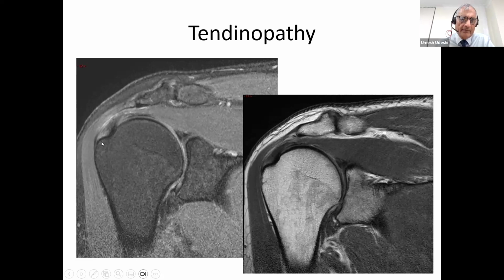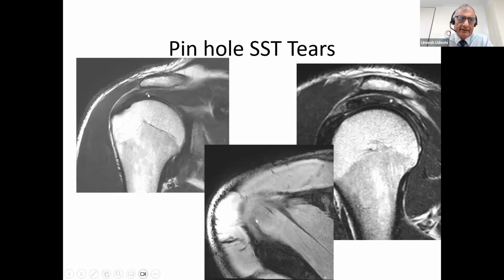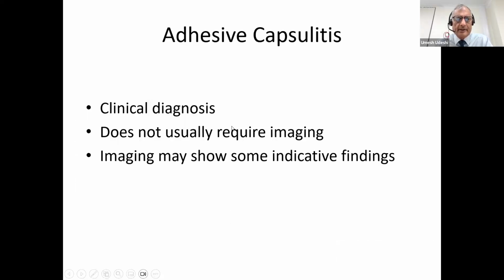Another example of tendinopathy where there's increased signal within the supraspinatus tendon, you can see between here and here, the fat stripe stops here. You can't see it going up. And then there's a little bit of fat more distally, so that's impingement. You can get things like this, which is a pinhole tear within the supraspinatus tendon. That can give you very similar symptoms to any other tendon tear.